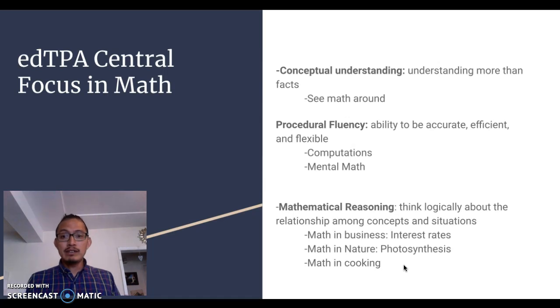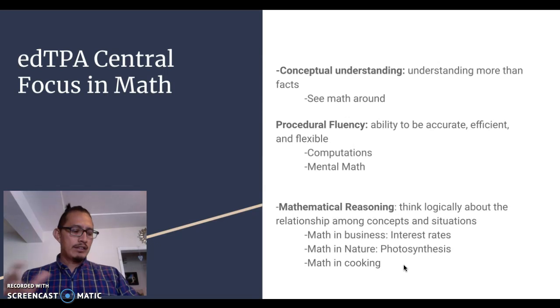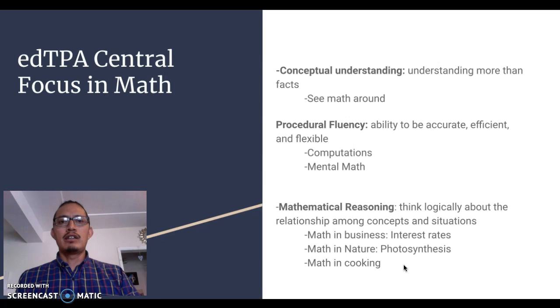With mathematical reasoning, we want students to think logically about the relationship among concepts and situations. For example, how do we translate what we learn with the Towers of Hanoi to math in business and interest rates, math in nature with photosynthesis, and what about fractions, and math in cooking? How can we reason with not just what we learn in a classroom?